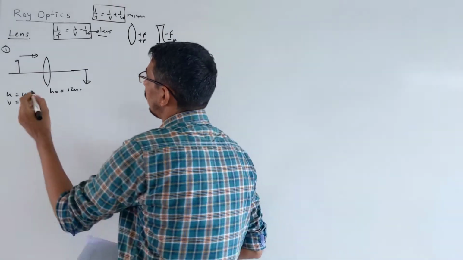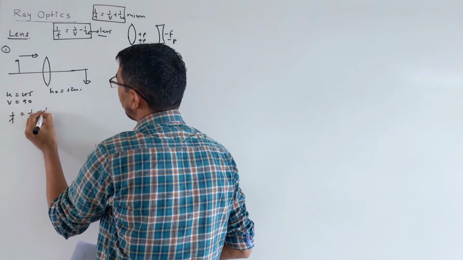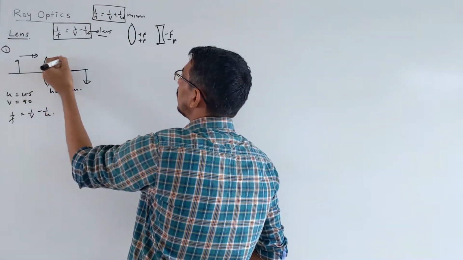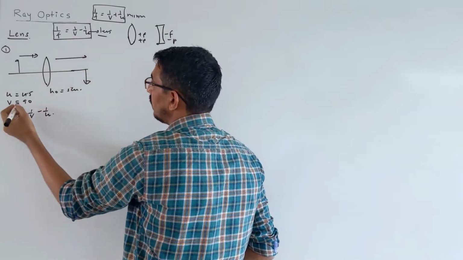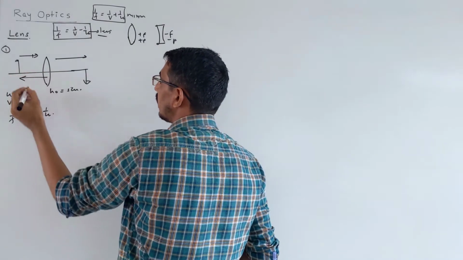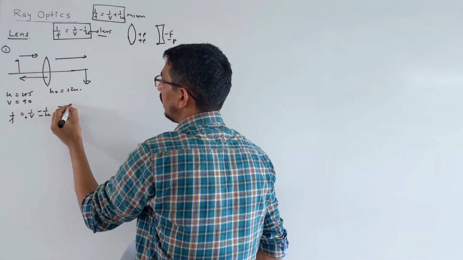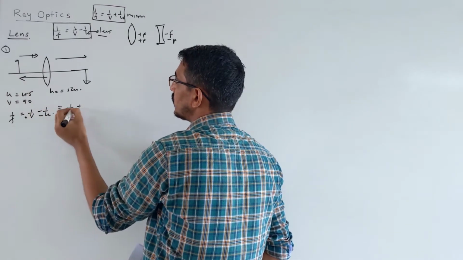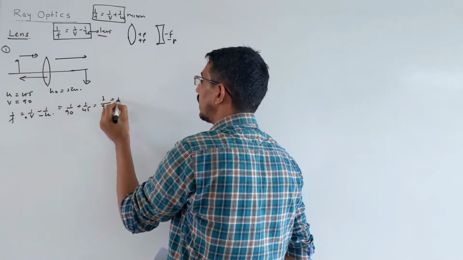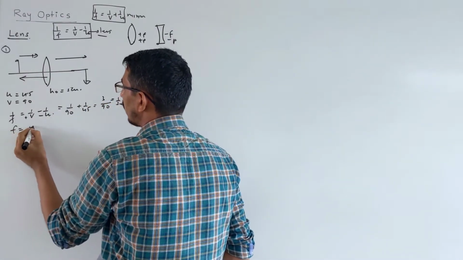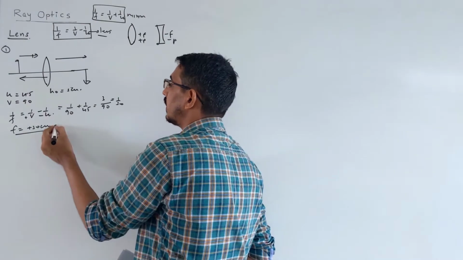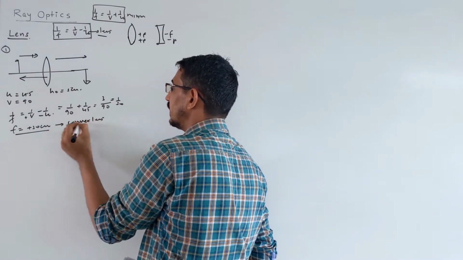Magnification we need. So let's write the formula: 1 by f is equal to 1 by v minus 1 by u. Let's put the sign convention. We have to calculate the focal length. The image is formed on the other side, so the image distance will be positive. But the object is placed on this side, so the object distance will be negative. So 1 by 90 plus 1 by 45. Take the LCM 90: 90 goes 1 time, 45 goes 3 times, so it comes to 1 by 30. So the focal length is plus 30 centimeter. Plus 30 means what type of lens? It is a convex lens. Clear?